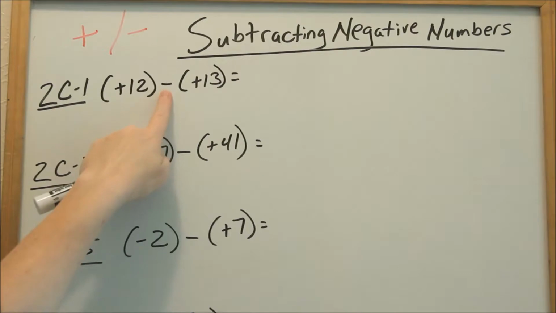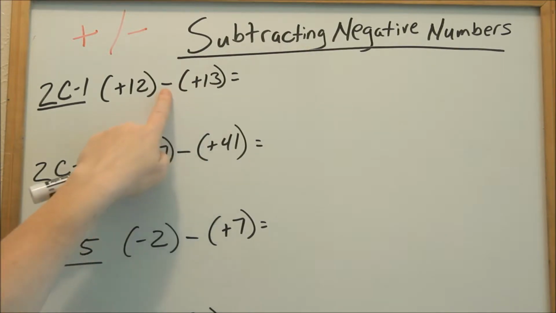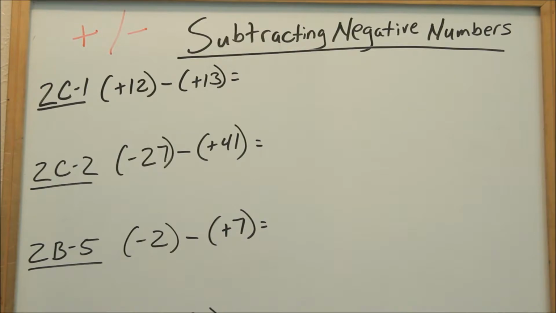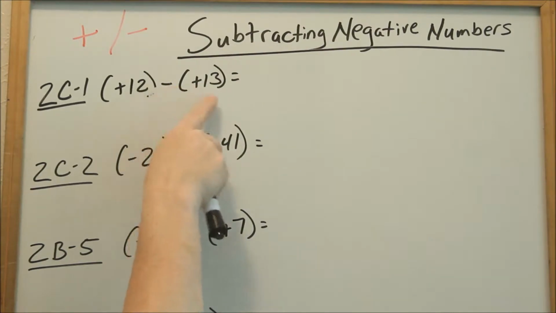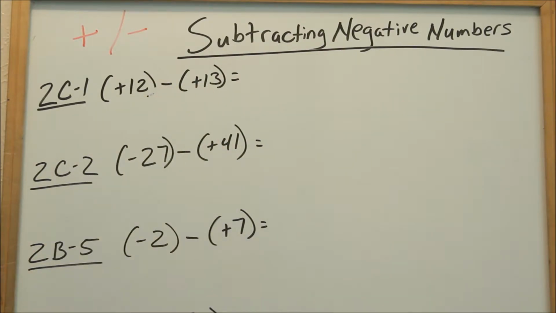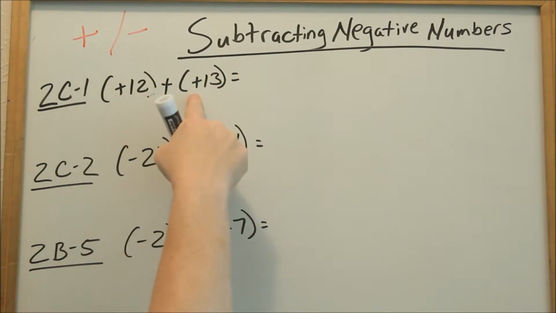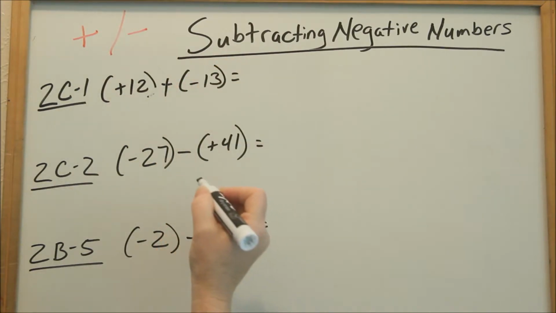Here what you're going to do is turn this into a plus sign and then make this the opposite of what it is. This little symbol says make this one the opposite, okay? This negative says do the opposite, because when you're subtracting, that's the opposite of adding. So change this to a positive and then make this the opposite sign. This now becomes a negative 13, okay?